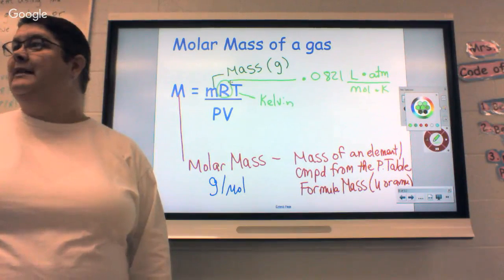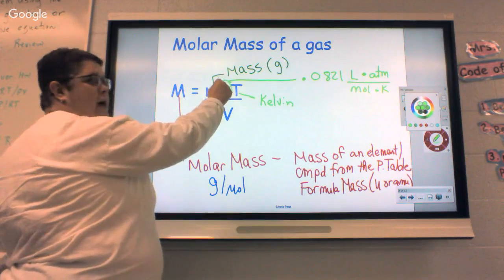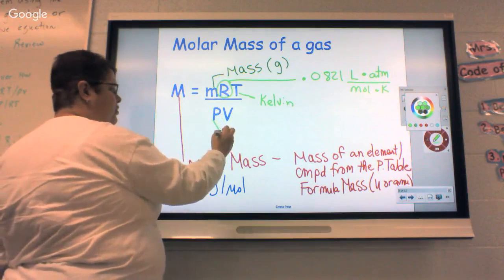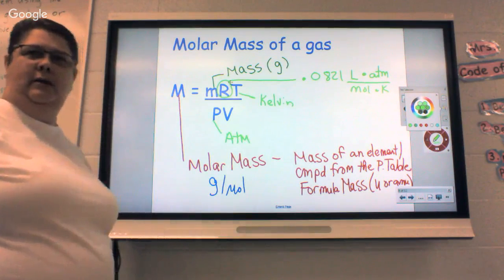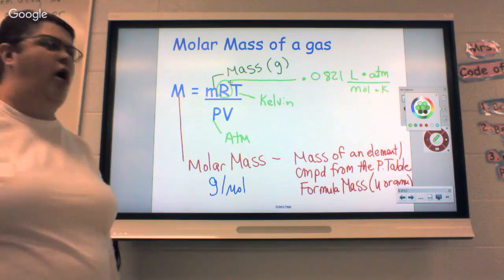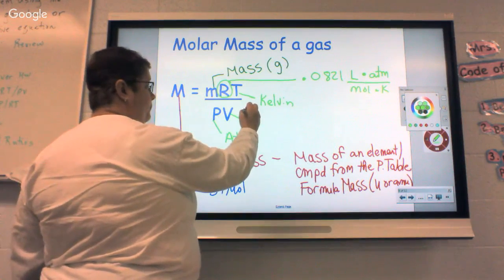Why? Got an R. Okay? As soon as you see an R in that equation, right there, that tells you this has to be in ATM. As soon as you see that R, that tells you volume has to be in what? Liters.